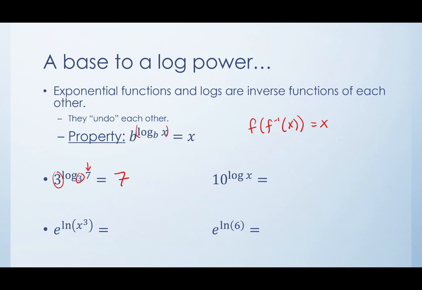Whatever the input is. You can think of them as basically canceling each other out, the 3 to the x and the log base 3. It's not quite correct, but it works, right? So 10 to the log base 10 of x, that's going to be x. e to the ln of x cubed, right? So e and the ln, when you compose them together, they undo each other. We just get left with the initial input. And e to the ln 6 will be 6.